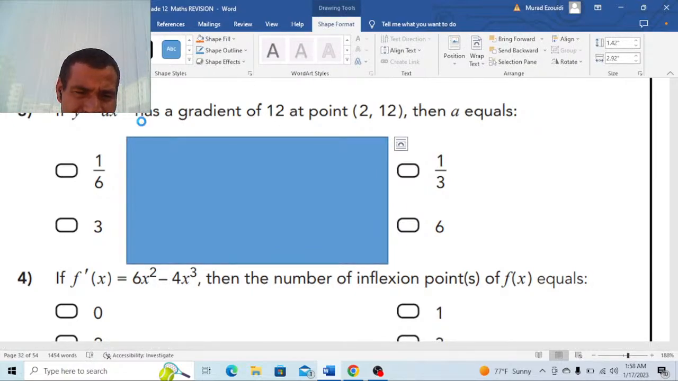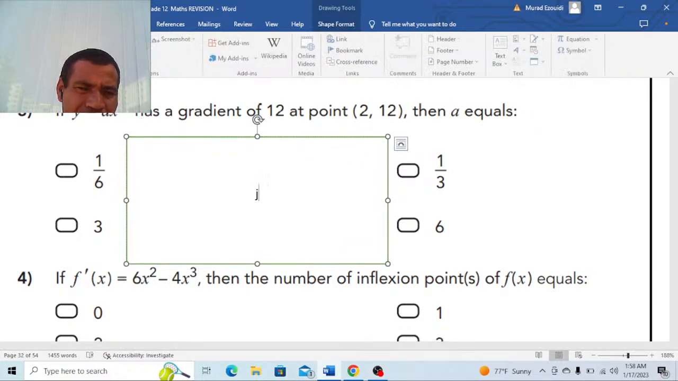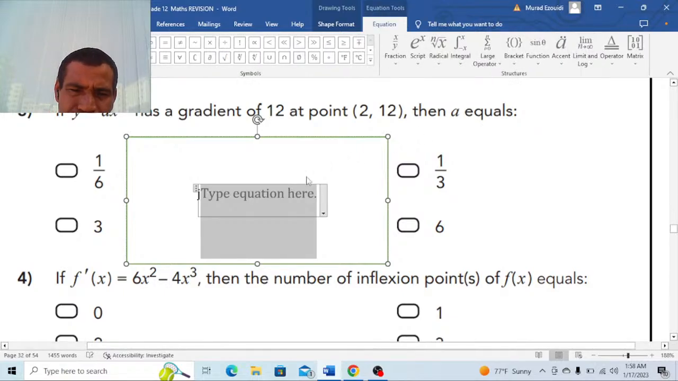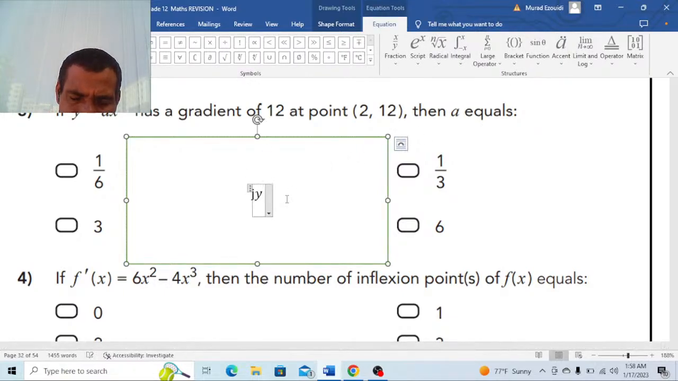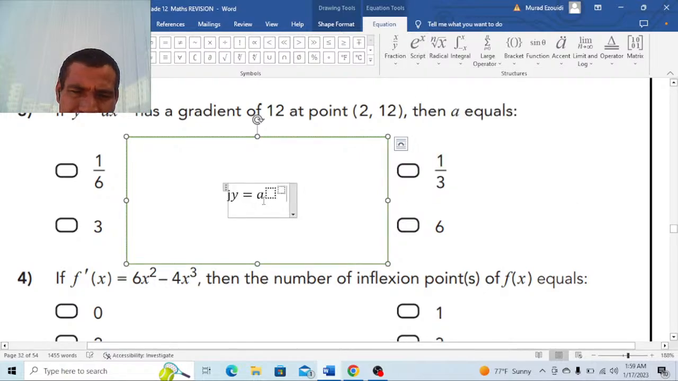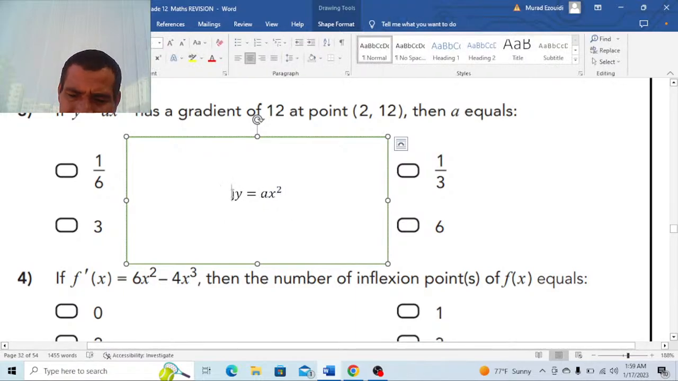I will write my equation y equals ax squared, then I should differentiate this. I'll write y equals a times the square of x, x to the power 2. This is my function, and this is the function y.